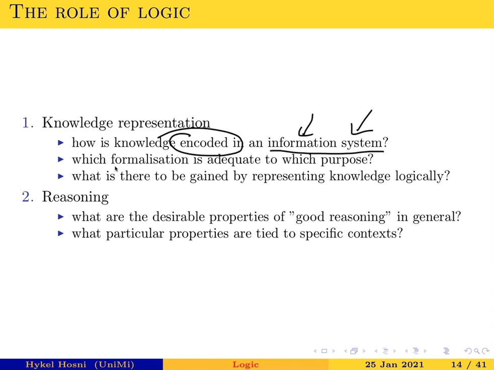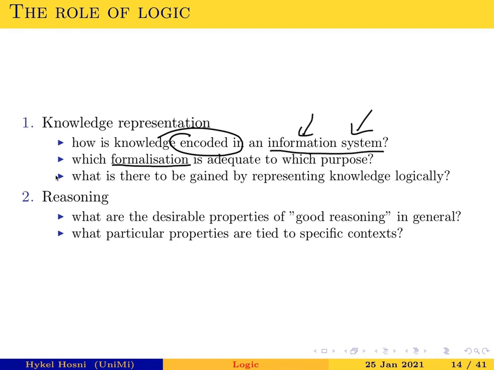This choice of formalization is actually true of all mathematical modeling. It's very rare that you have a unique mathematical model for the problem of interest. And of course the question is, okay, this is what I do, this is a way of doing it, but I still haven't answered the question as to why I should do it. What is there to be gained by representing knowledge logically? I'll try and give you a hint at an answer to that question.